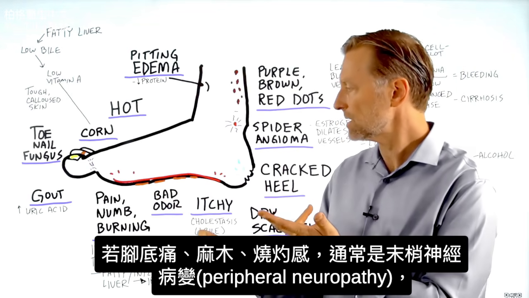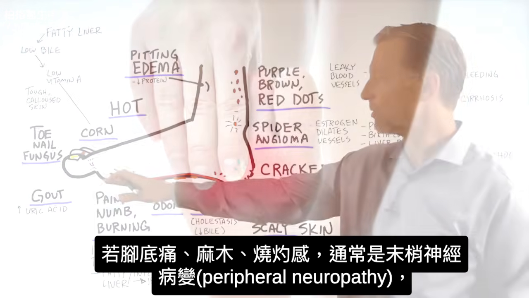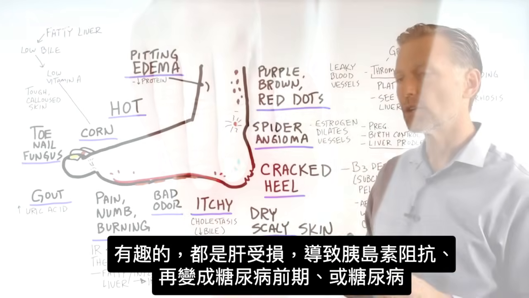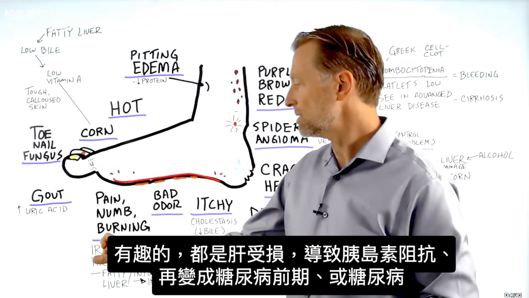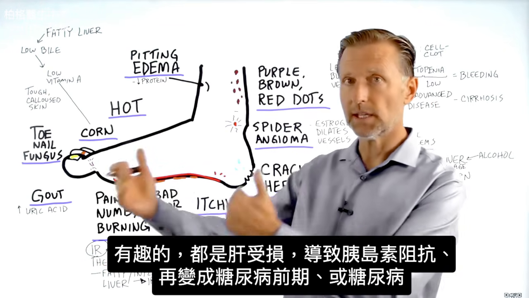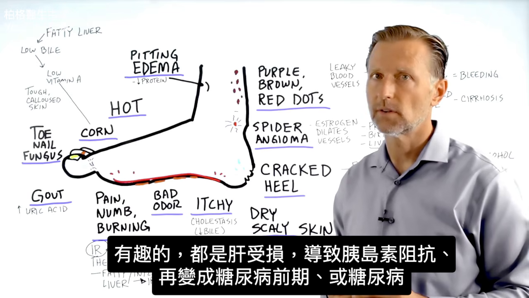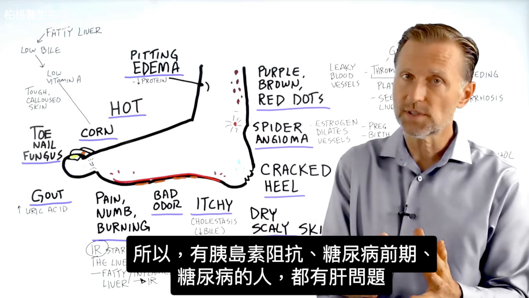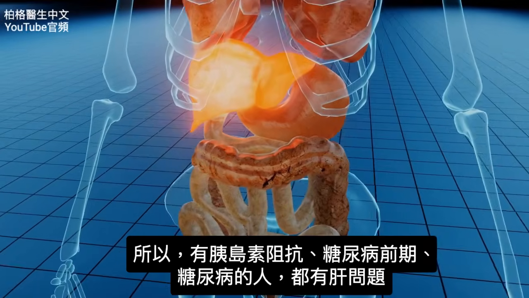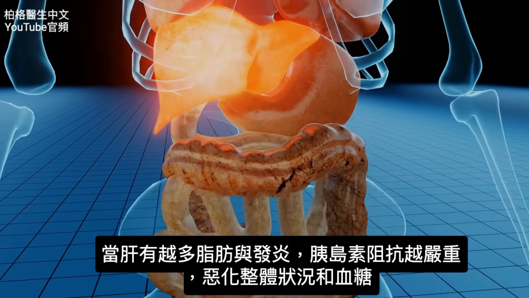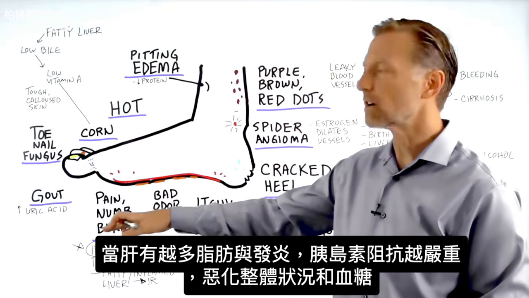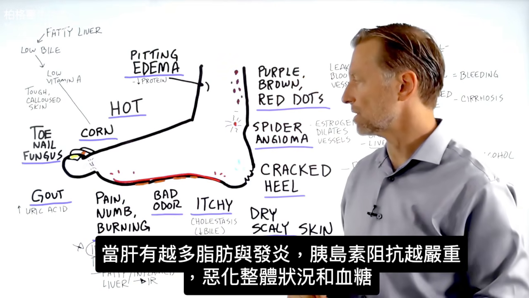All right, the other thing about the bottom of the foot, if the person has pain, numbness, like a burning sensation, this is usually peripheral neuropathy. Many times it's diagnosed as a plantar fasciitis, but here's the interesting thing about that. Insulin resistance, which eventually turns into prediabetes and then diabetes, originates in the liver. So anyone with insulin resistance, prediabetes, or diabetes is going to have a liver problem. And the more fat and inflammation that the liver starts to develop, the more insulin resistance they're going to have, which aggravates the condition, aggravates the blood sugar situation.